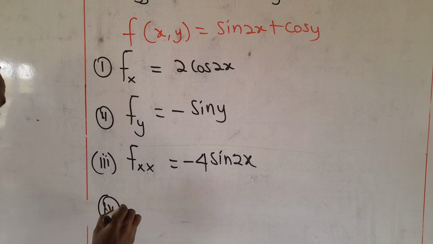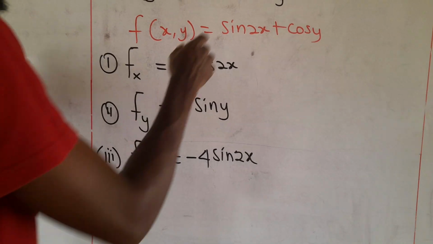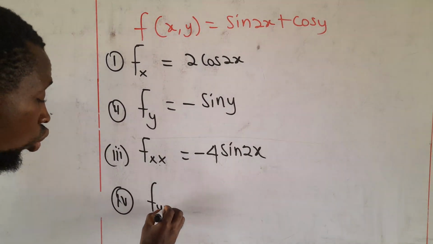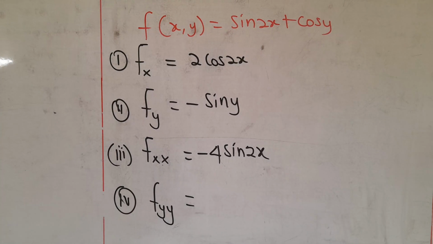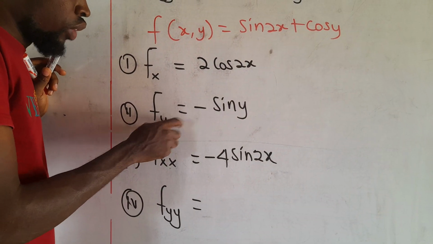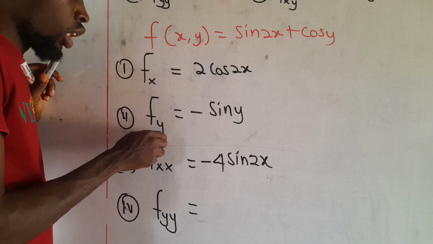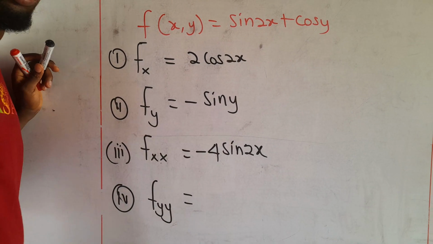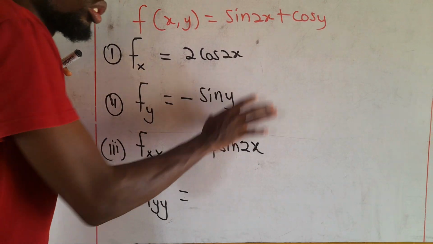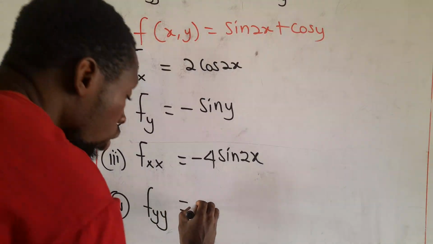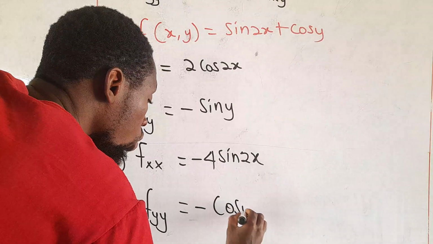The IV, the partial differentiation of the function with respect to y twice. So what do we do? We perform the partial differentiation of this function with respect to y, and then with respect to y again. In this case, x will be held constant, and there is no x component there. On differentiating sine y, we get cos y. So that will be negative cos y.